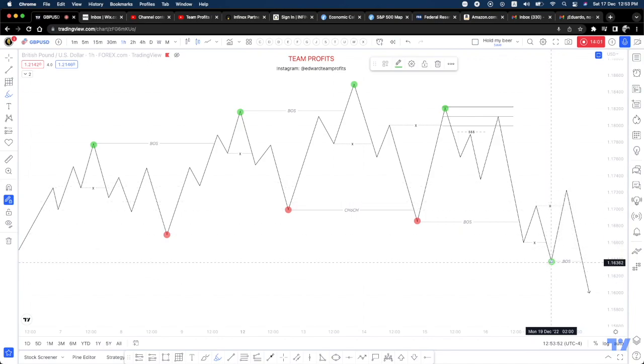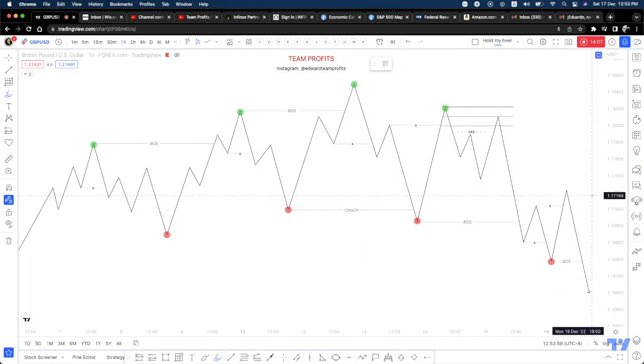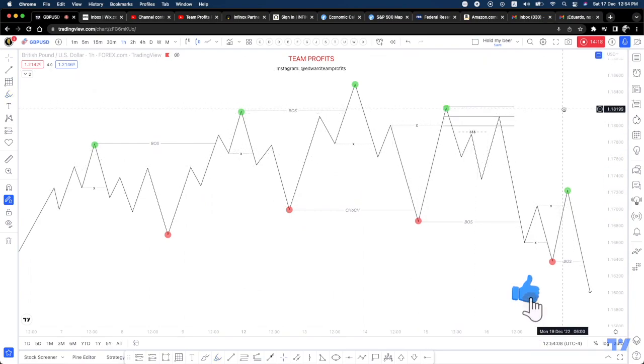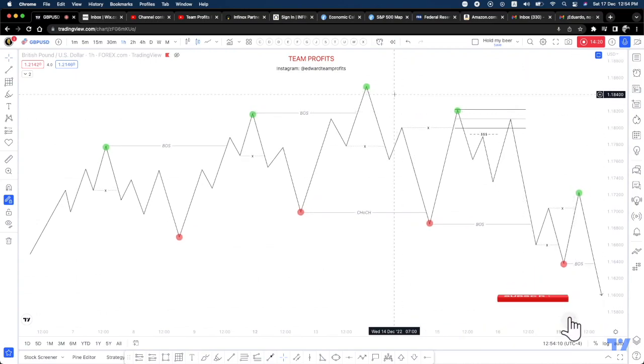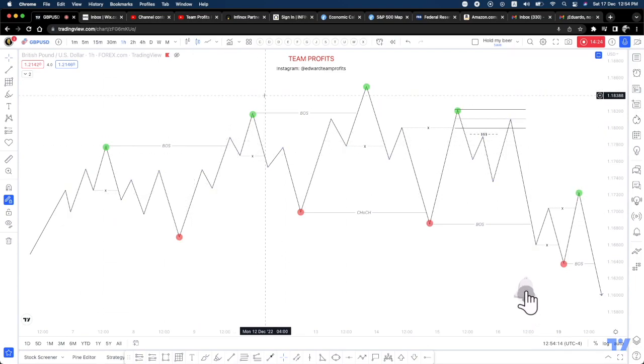And now, since this is my lowest point, let me change the color to red. And now, after that inducement, the price breaks the structure. After breaking the structure, that confirms that this is my higher low. So there we go. Right there, you have your structure marked up. You see now what is happening internally and externally.